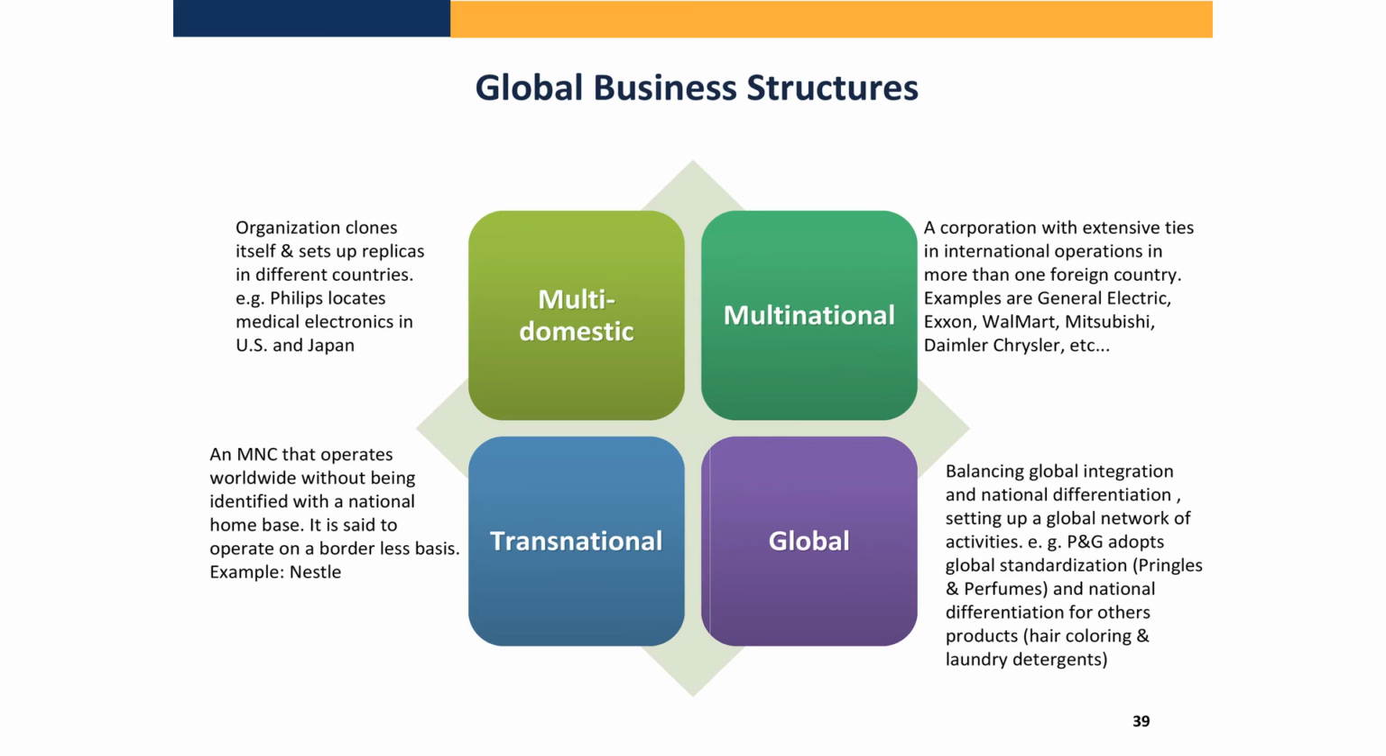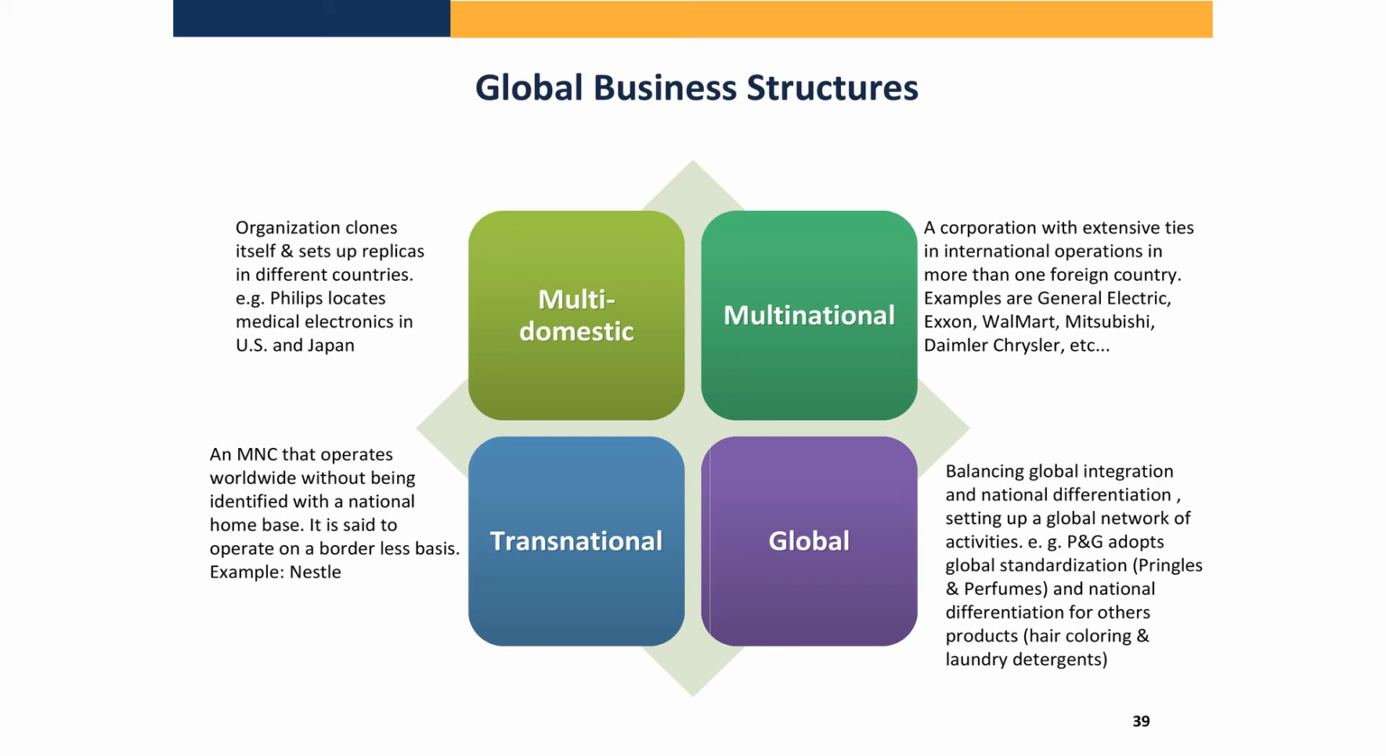Global business structures: you have multi-domestic, multinational, global, and transnational. The multi-domestic is an organization that clones itself and sets up replicas in different countries. Example, Philips locates a medical electronics facility in the US and then builds the same type of facility in Japan. That's replication of knowledge. Multinational is a corporation with extensive ties in international operations in more than one foreign country: General Electric, Exxon, Walmart, Mitsubishi, Daimler, Chrysler, etc.